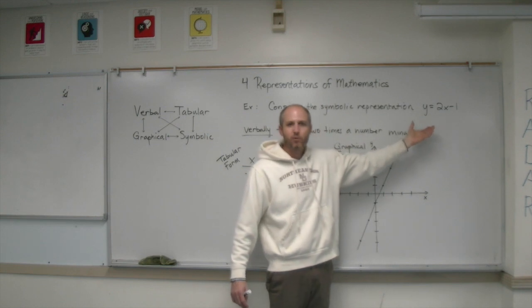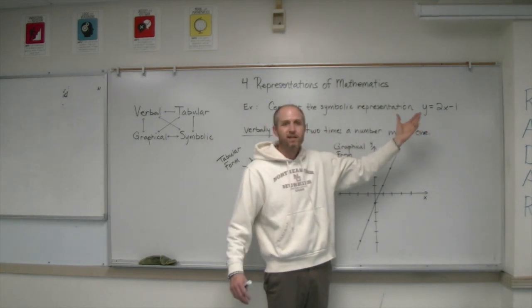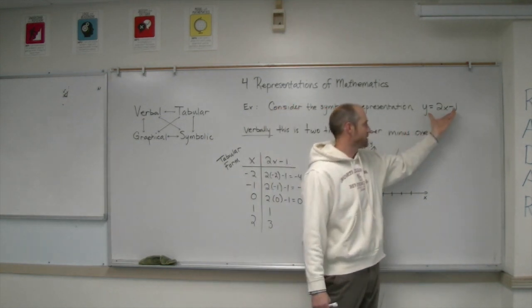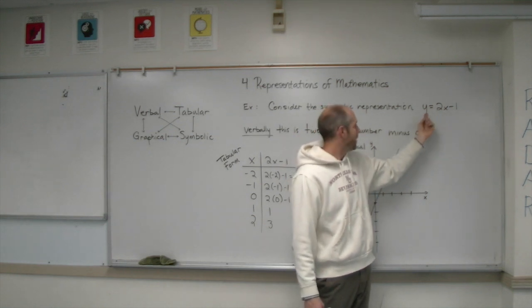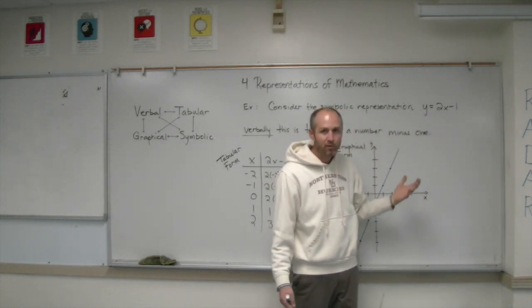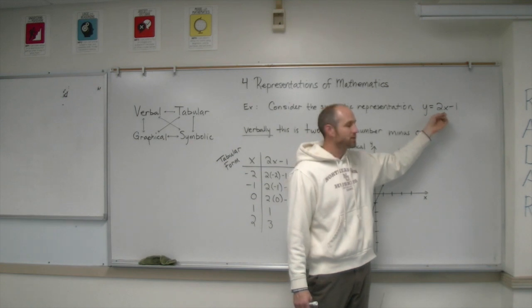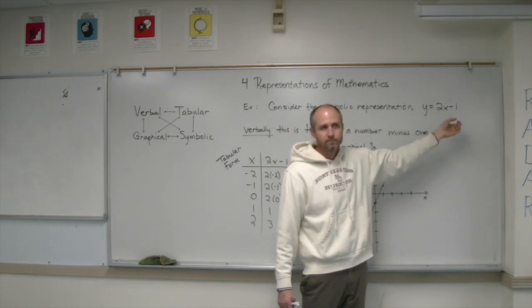This is kind of like a typical way of starting or being given information. So here's some information that's given to us in symbolic form. y is equal to 2x minus 1. In other words, a number is equal to 2 times another number minus 1.